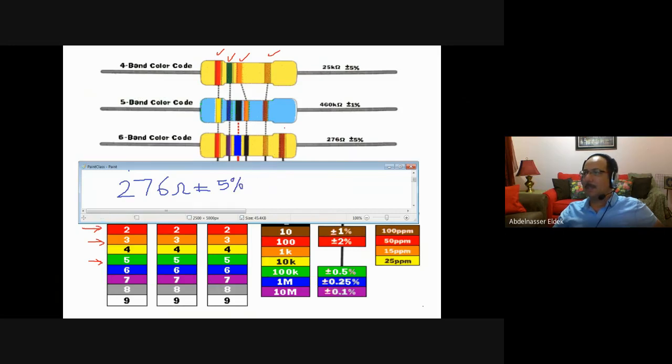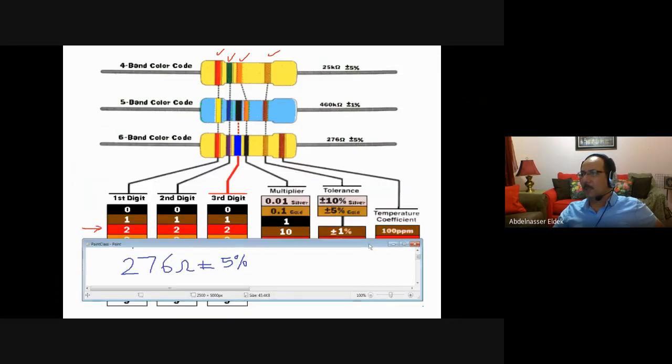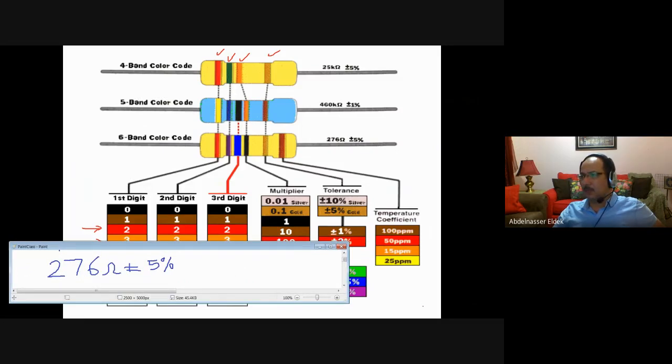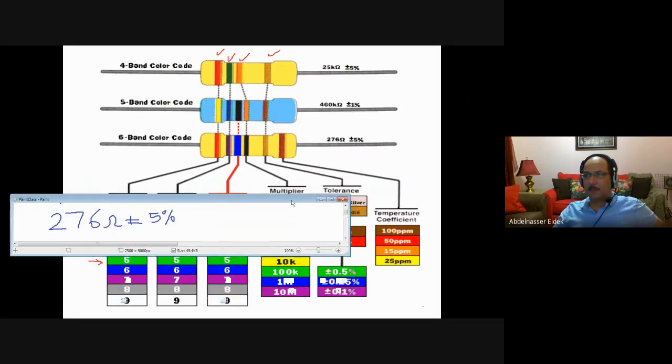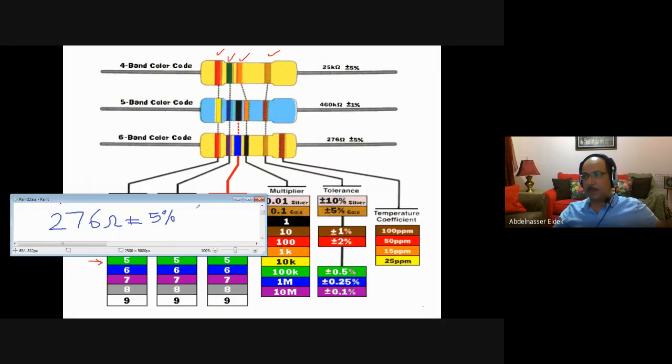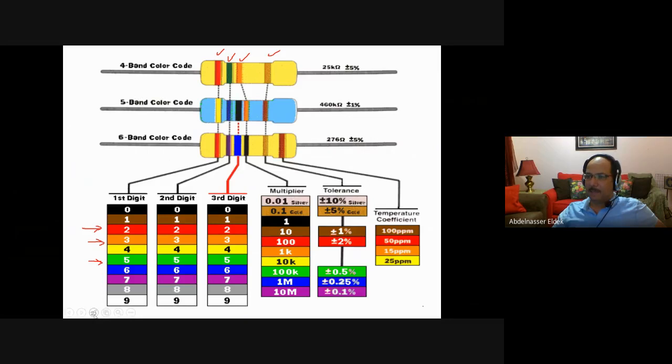But it has this sixth color, which is this orange here, and this orange is called the temperature coefficient. So in the 6-band color, you just have this temperature coefficient. That's it. There's no big difference between 5 and 6. The colors are 3 digits, and then the fourth one is a multiplier. Then the fifth will be the tolerance. For the 4-band, the first 2 colors are the first 2 numbers, and the third one is the number of zeros or multiplier.